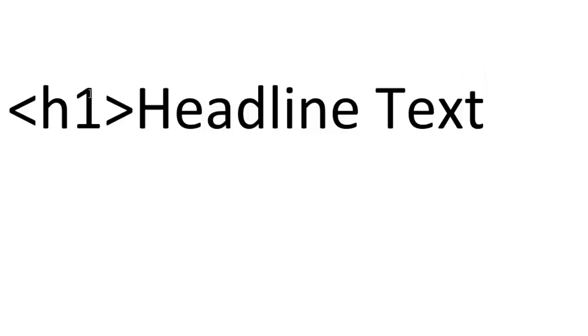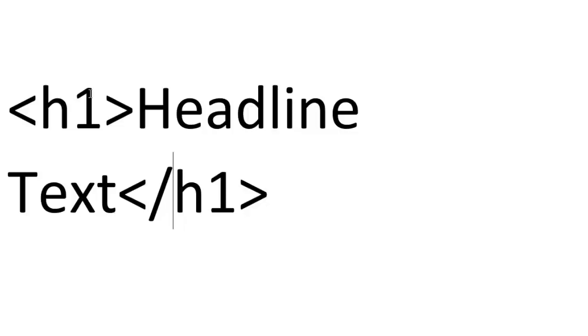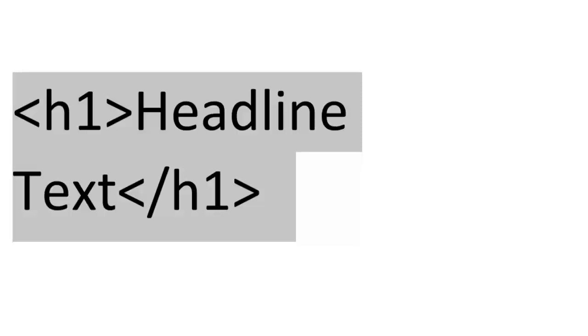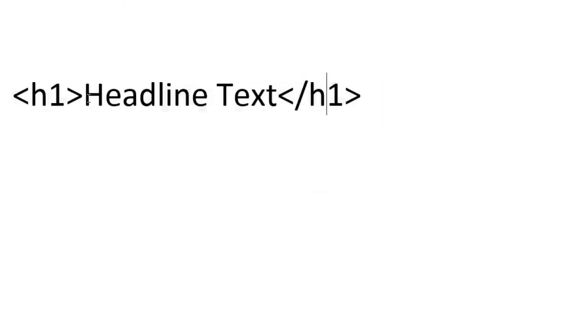So you will write out the headline text here. And when it's time to close that down, remember it's going to be H1, except the end tag is going to have a slash right before the word. So if I minimize this, that's what it looks like. H1, the actual text, and then you close it out with H1, but with a slash right before it. So bracket, slash, and then the word. So that's what an H1 tag or headline tag is.